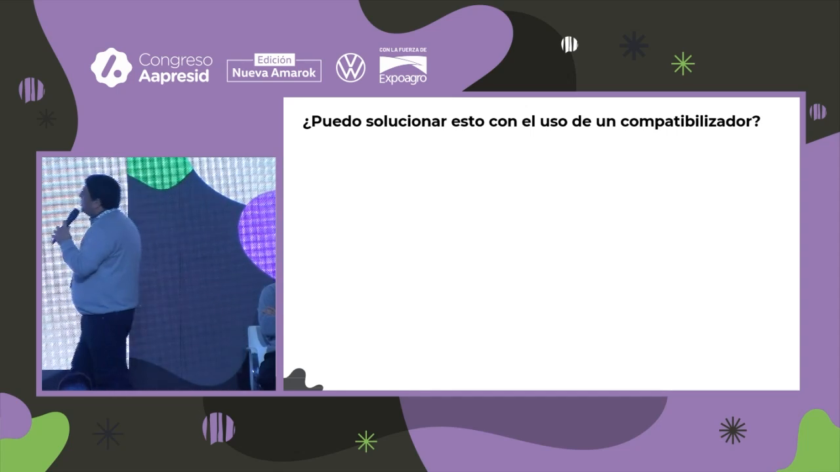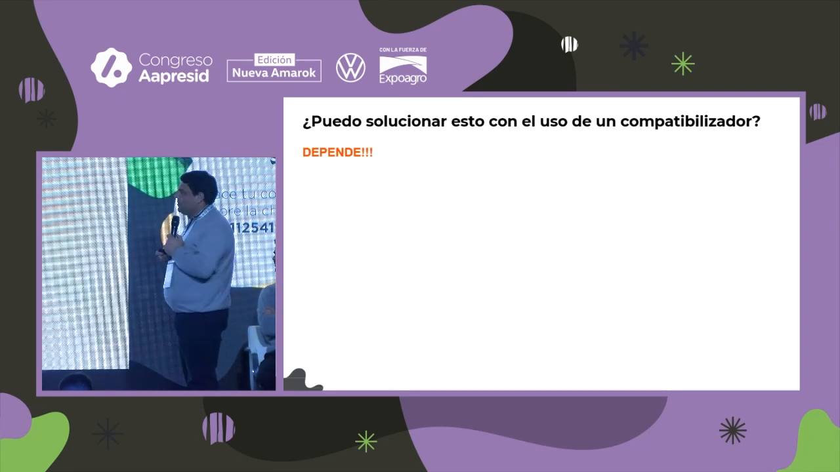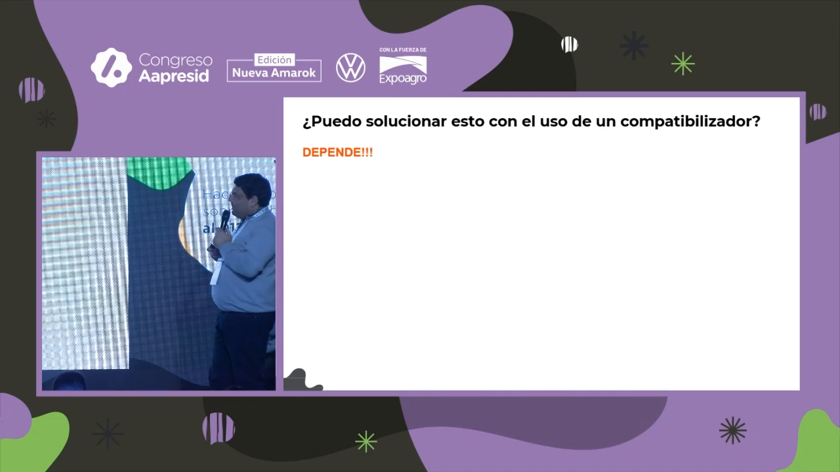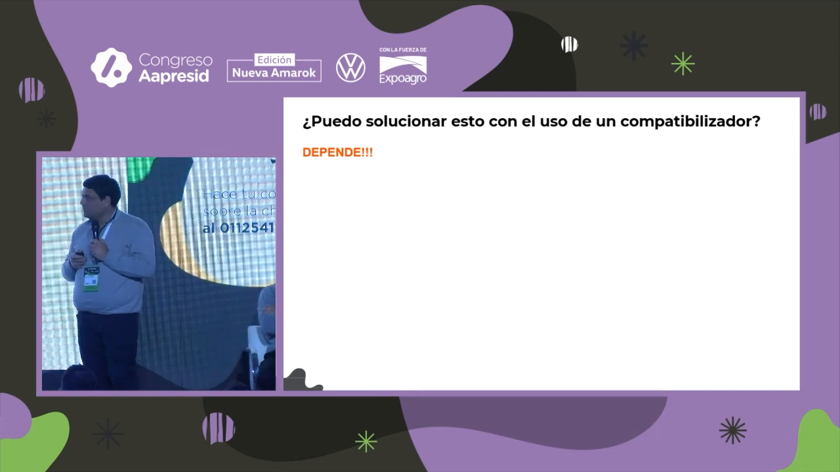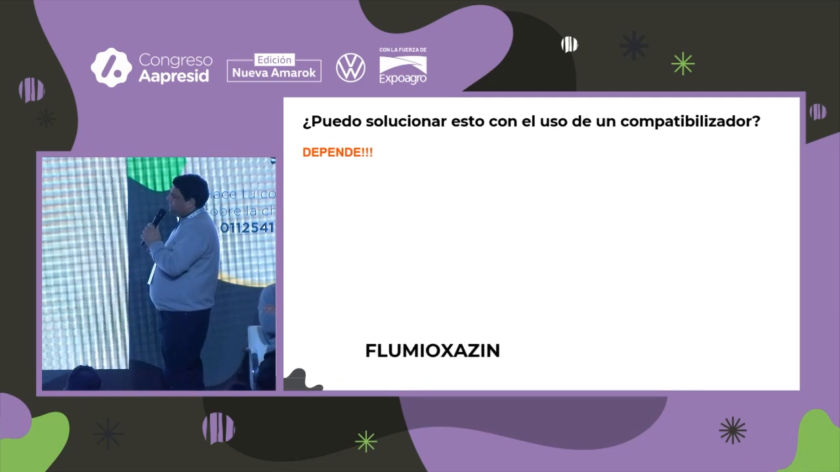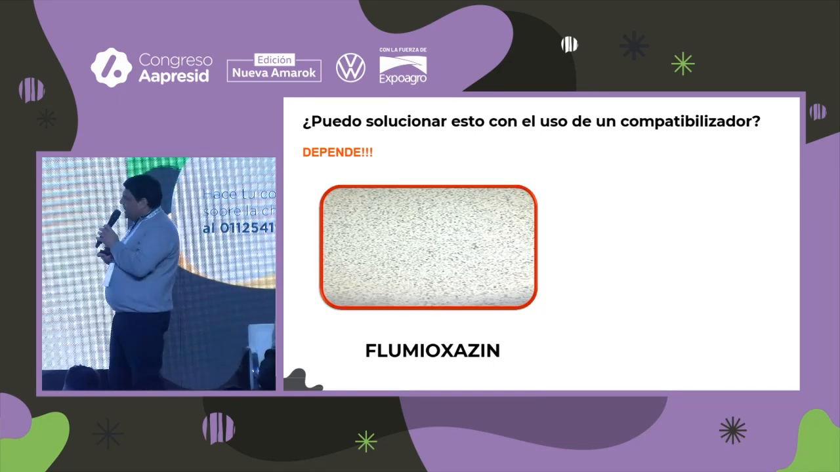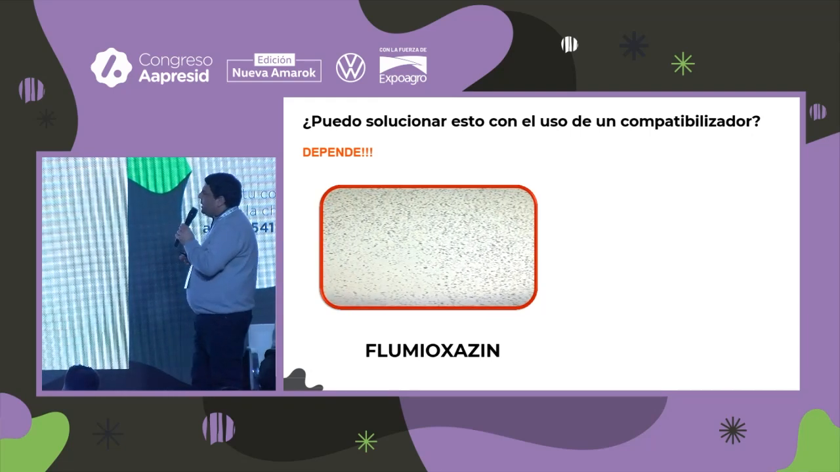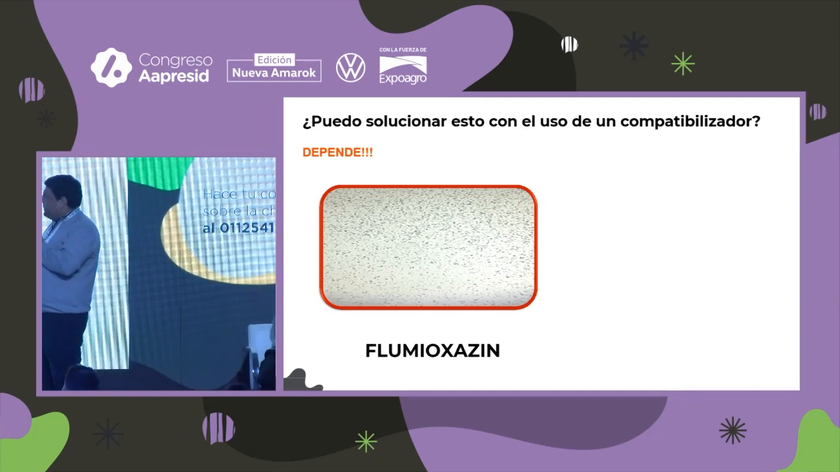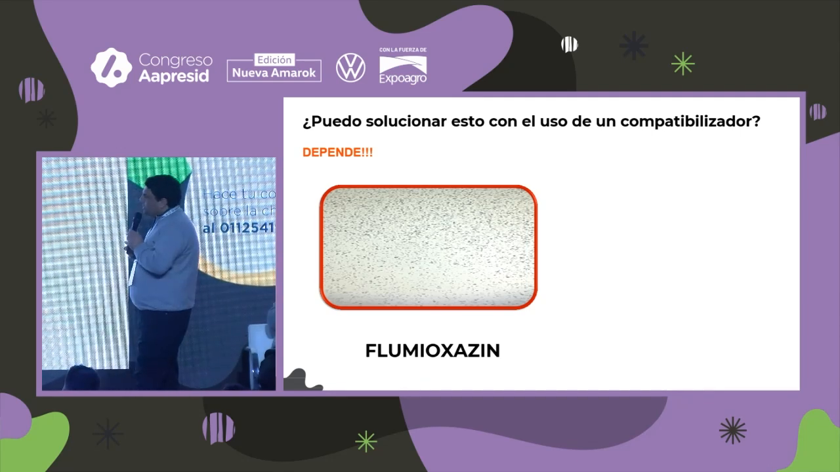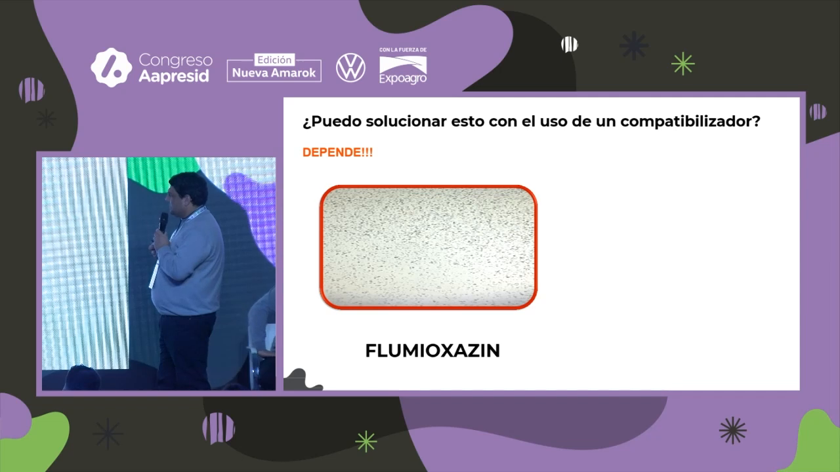How can I solve this? Can I use this with a compatibilizer? It depends. Probably you heard that before. Depending on the other molecules that I'm using, if it's a molecule like flumioxazine that is non-ionized, then this is a sample of flumioxazine and I add 1 drop of compatibilizer under the microscope. As you can see, even though there is a separation because obviously the drop falls, the crystals still keep their shape.